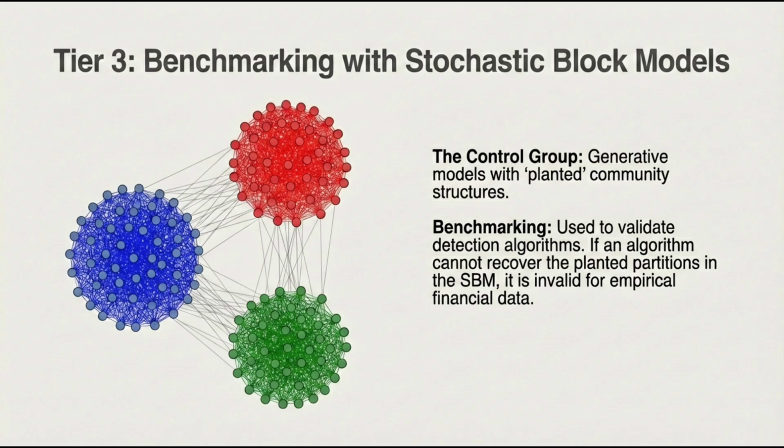If a community detection algorithm cannot recover the planted structure in an SBM, then we should not trust it on messy, real financial data. This is an excellent methodological lesson. Before using an algorithm on empirical networks, we should validate it in an environment where the correct answer is known. So synthetic data is not only for theory. It is also a testing ground for tools, helping us separate genuinely useful methods from ones that only look impressive.